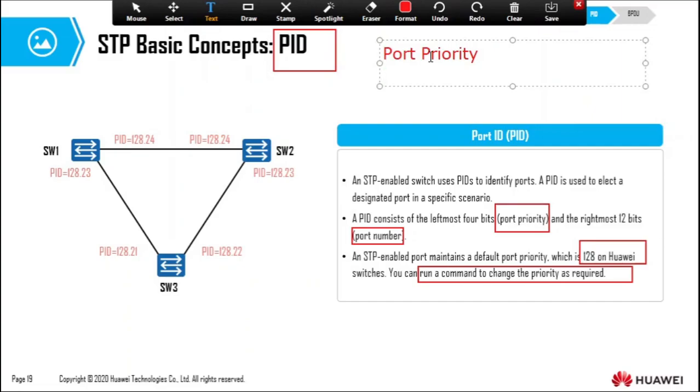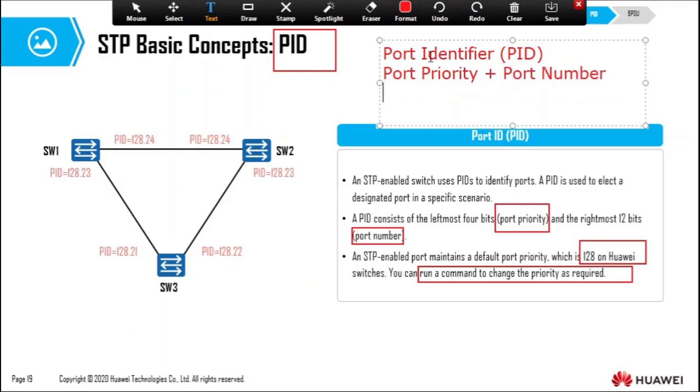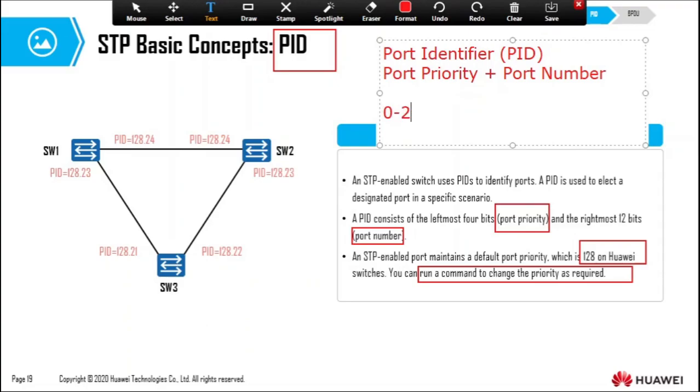This particular port priority, we are saying, okay, let me begin from here. We are saying that port identifier, PID, is made up of port priority plus port number. So the port priority can range from 0 to 240. But when you're configuring it, you configure it with multiples of 16.